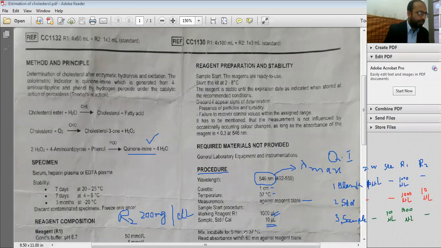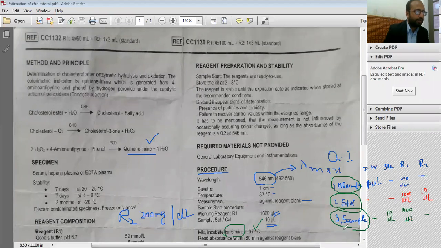Now you will place these three test tubes for 5 minutes at 37 degrees Celsius, and then after 5 minutes you will place these three mixtures in the spectrophotometer for absorbance. First of all, you will place the blank in the spectrophotometer and read the absorbance. Whatever the absorbance of the blank, you will make it zero. In the second step, you will take the absorbance of the standard and write it down, and then you will place the sample in the spectrophotometer and read the absorbance at 546 nanometer.